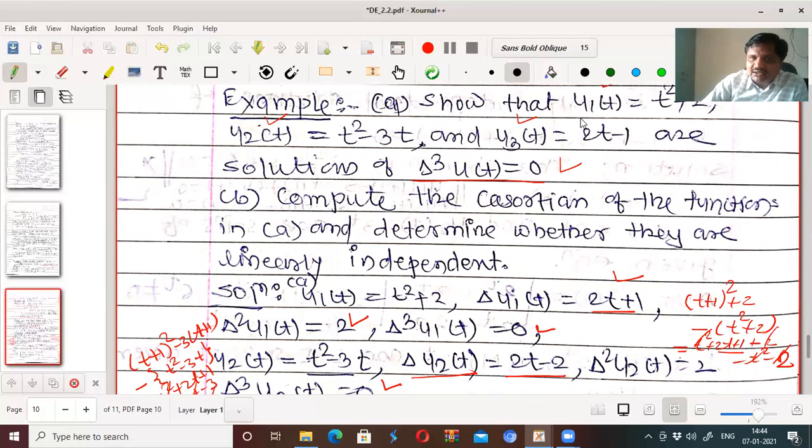Hence we prove that u1t, u2t and u3t are all solutions of this delta cube ut equal to 0, which is the third order difference equation, and no doubt it is a linear equation. How can we write delta cube ut? We can write it as u of t plus 3 minus 3 times u of t plus 2 plus 3 times u of t plus 1 minus ut equal to 0. Actually this equation can be written in this way also.